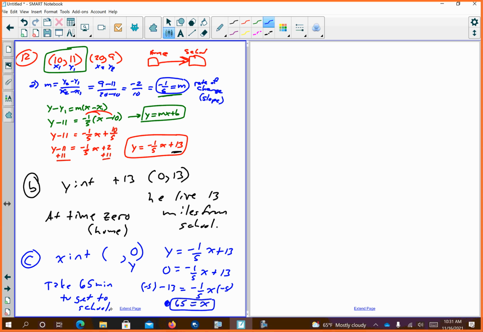Hopefully it's a nice ride. Hopefully it's nice weather, things like that. But we're not too concerned about that, I'm just trying to portray what that means. So the x-intercept in the context of this means at 65 minutes, he has 0 miles left to school. So it takes him 65 minutes to ride all the way to school. It's a longer distance.